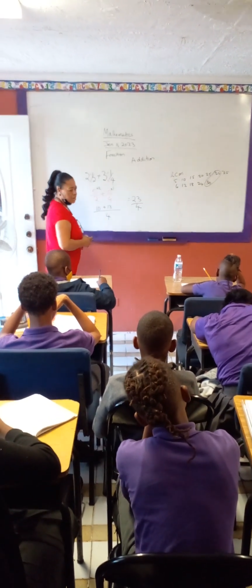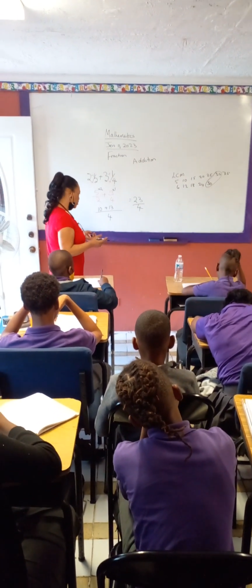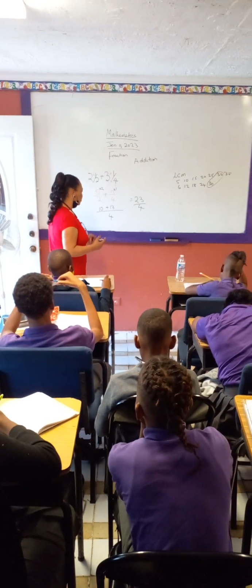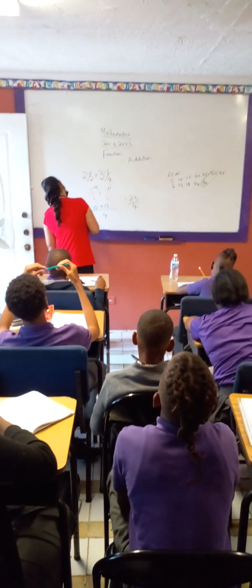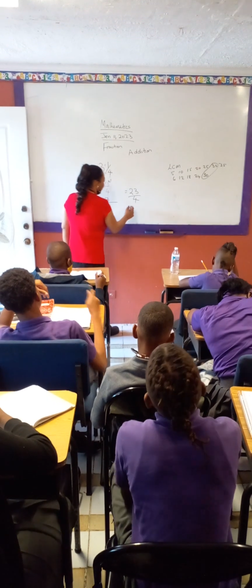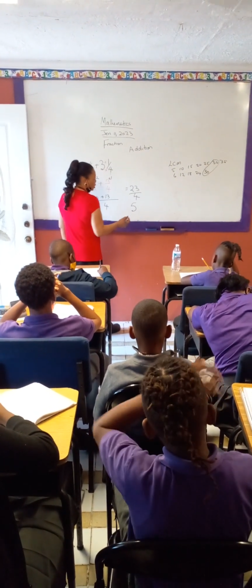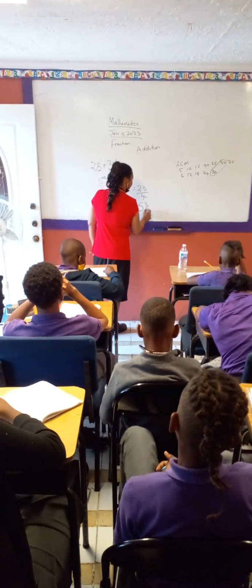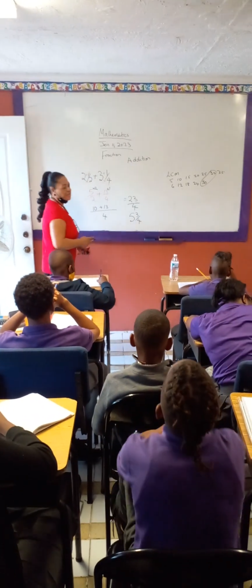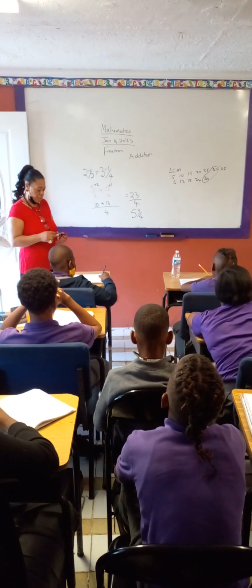And what happens here? We have to divide. It's highly improper, so we have to divide. 4 into 23, 5 times. And 5 times 4 is going to give me 20, so I'm left with 3 over 4. My answer would be 5 and 3 over 4.